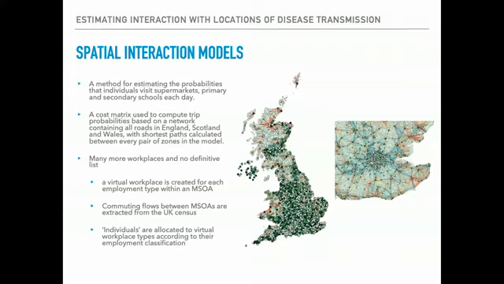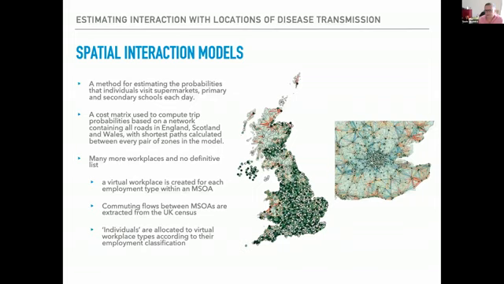Now, supermarkets and schools are actually relatively simple in terms of getting the data on where they are and what form they take compared with workplaces. There is no definitive list or database of workplaces across the UK. And so we created virtual workplaces for each employment type within each MSOA. Commuting flows between MSOAs are extracted from the UK census, and then individual people or virtual people are allocated to virtual workplaces depending on their employment classification.